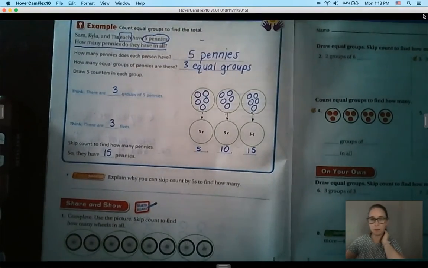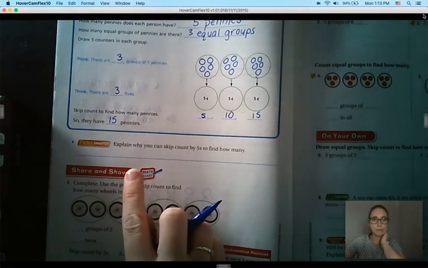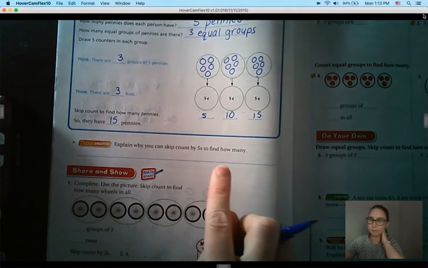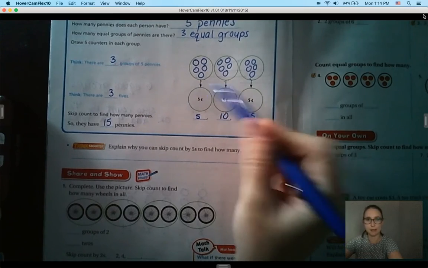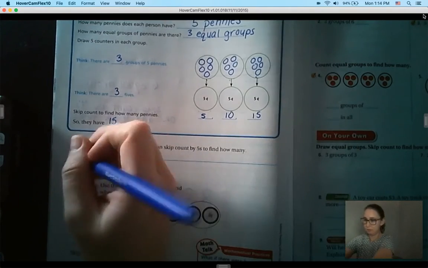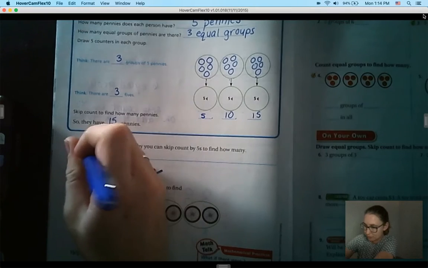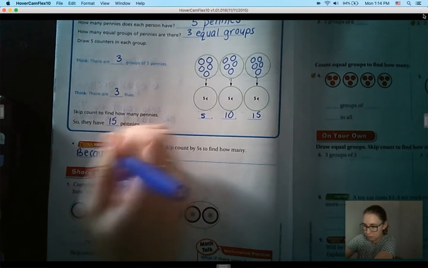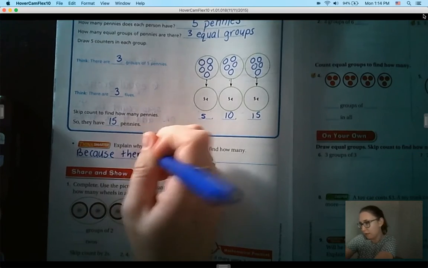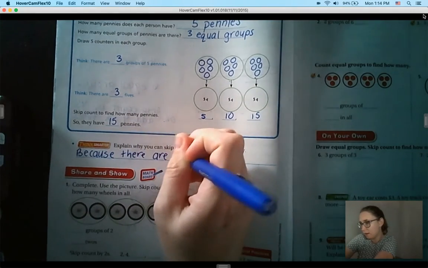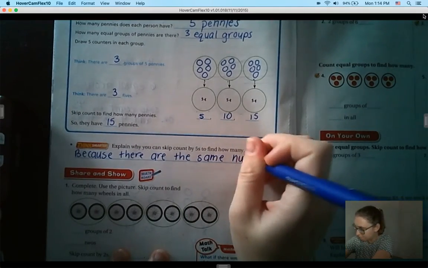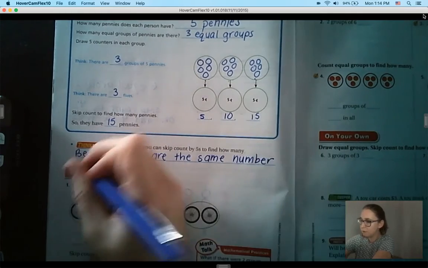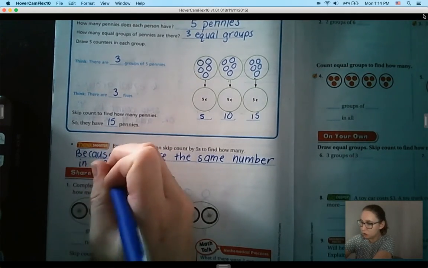Okay. So let's think. Explain why you can skip count by 5s to find how many. So one way we might think is because there's the same number in each group. Is there 5 in each group? Yeah. So we can say because there are the same number in each group.